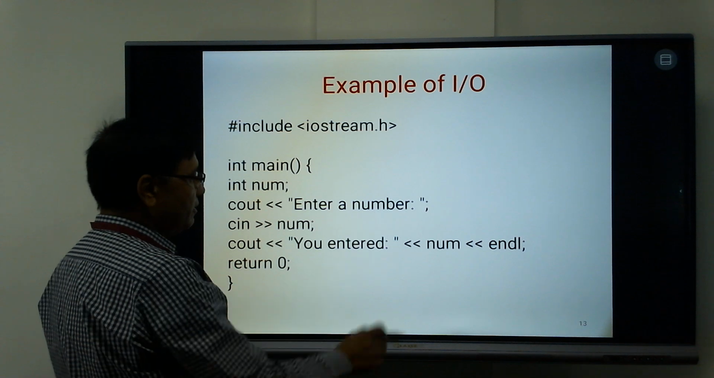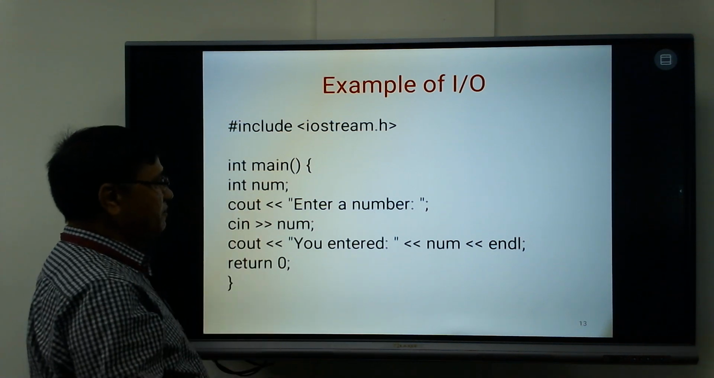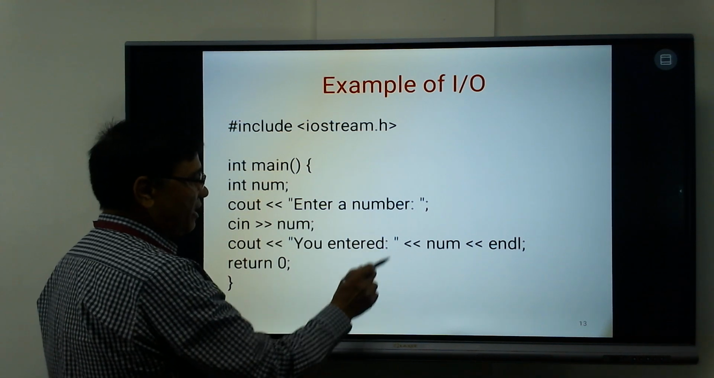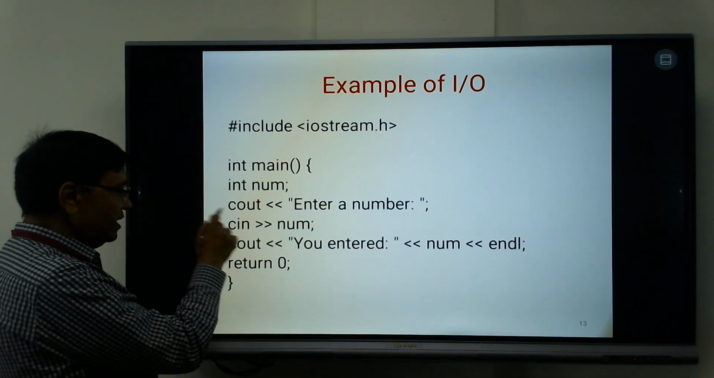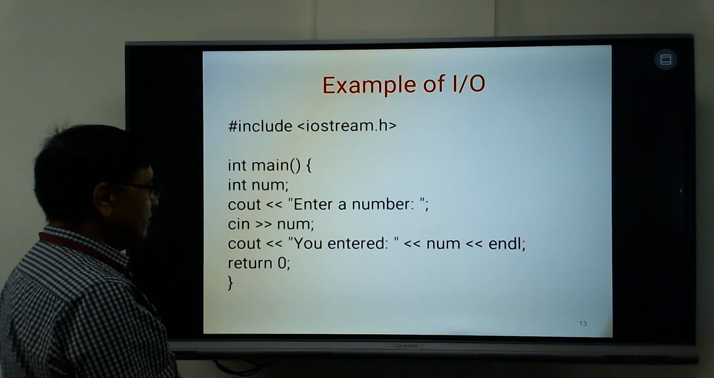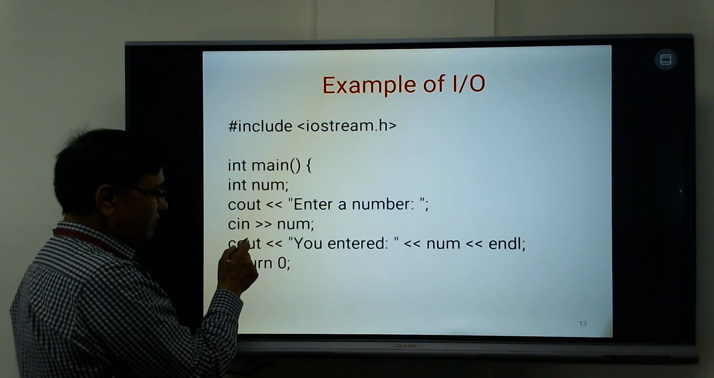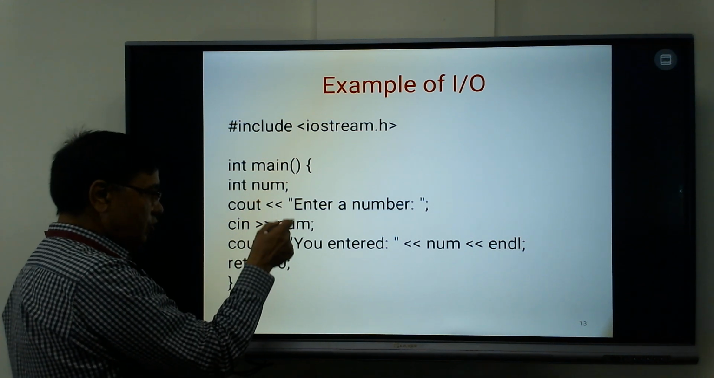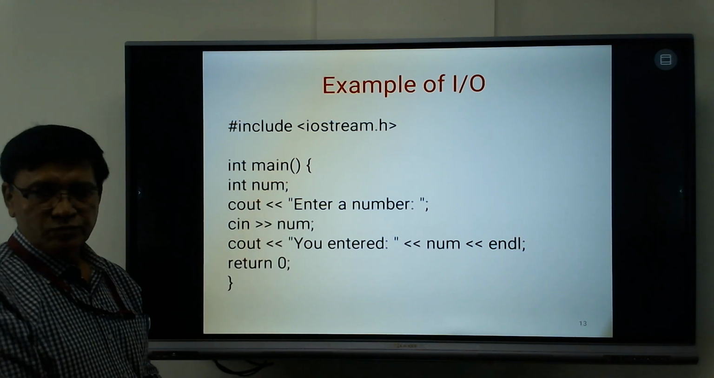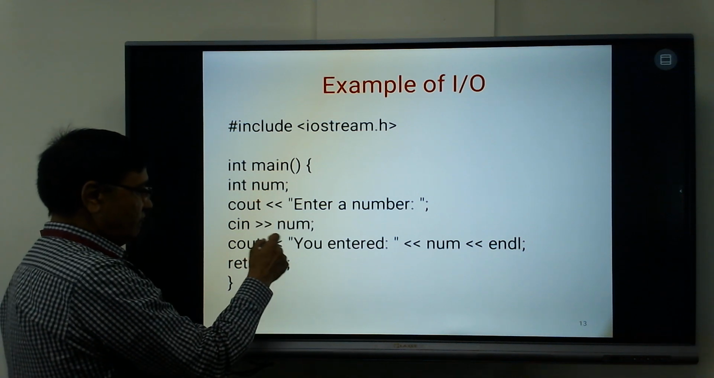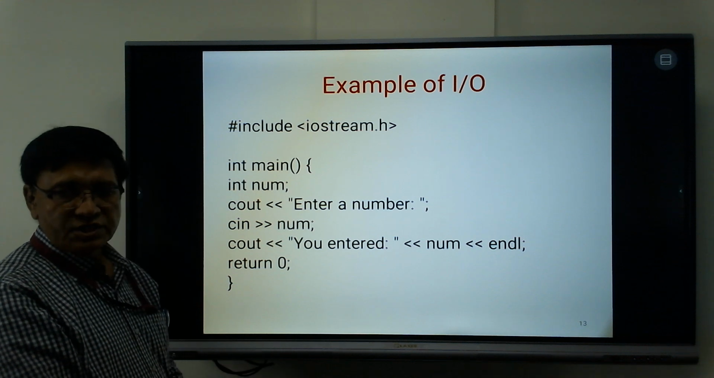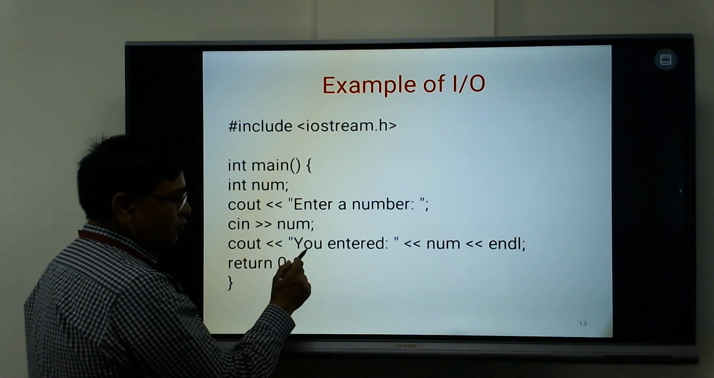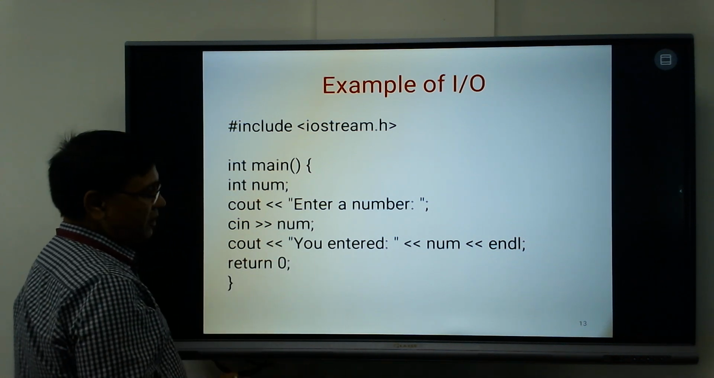Int num is the variable which we are taking here. Cout, "enter a number". Cout is the output statement. It will display this message on the monitor, and cin is the input statement. This cin statement will take the input from the keyboard into the memory variable num. Fine. And again I am using the cout statement here, "you entered". This will display a message.